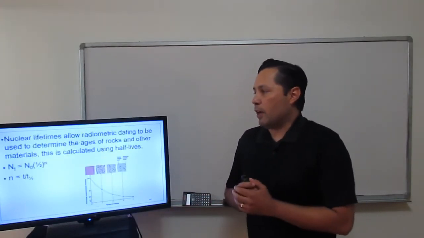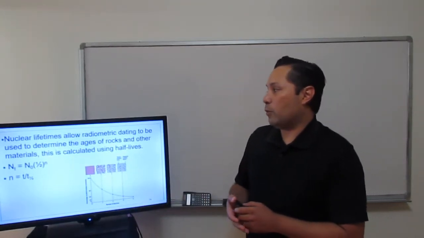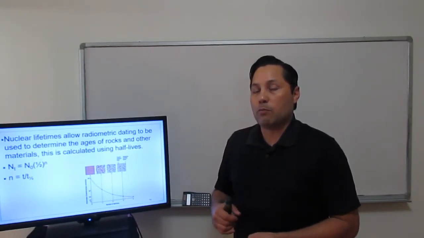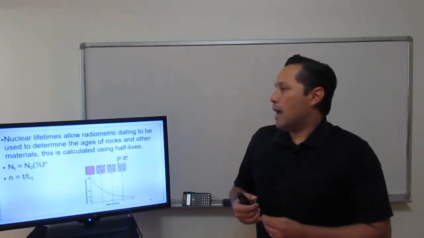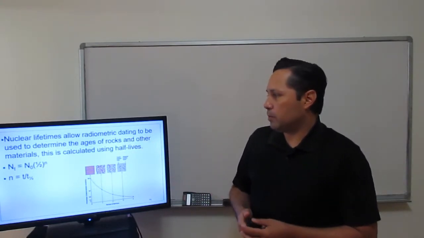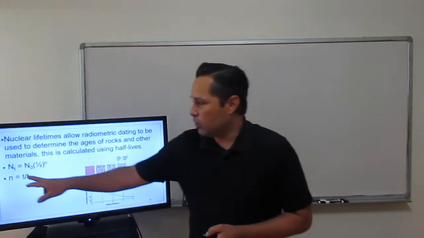Nuclear half-lives are solved using these equations right here. Half-lives allow radiometric dating, to figure out how old something is based on how much radiation they have. That is used for the rocks that we've been talking about, and these are our two equations. Now let's get into them a little bit more.